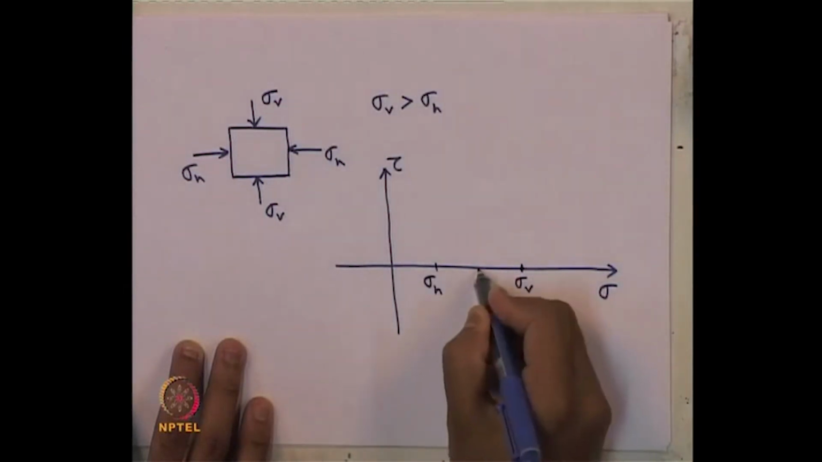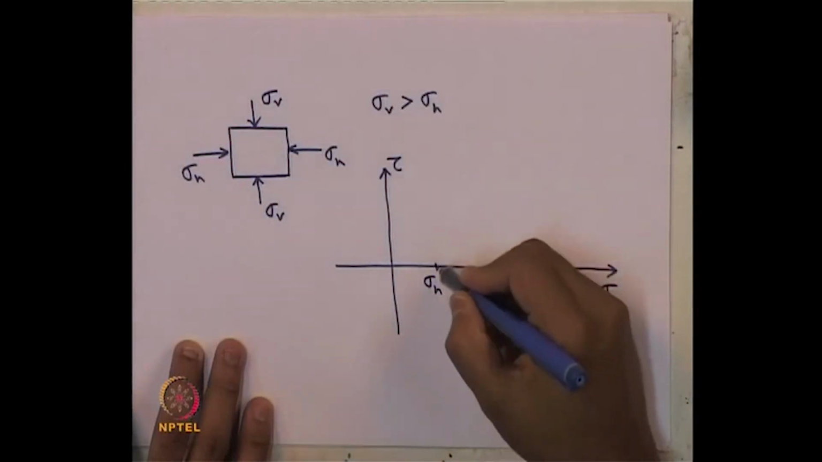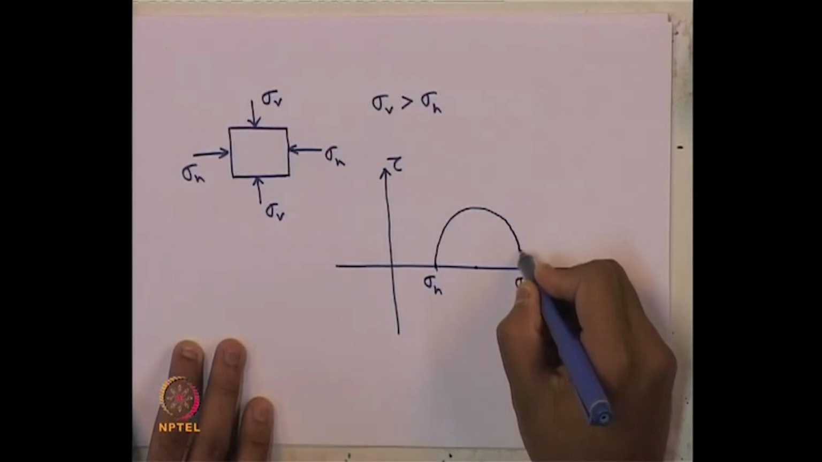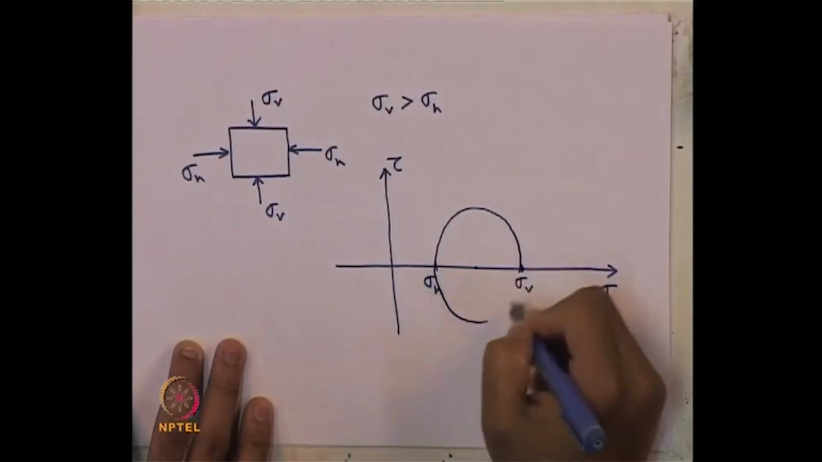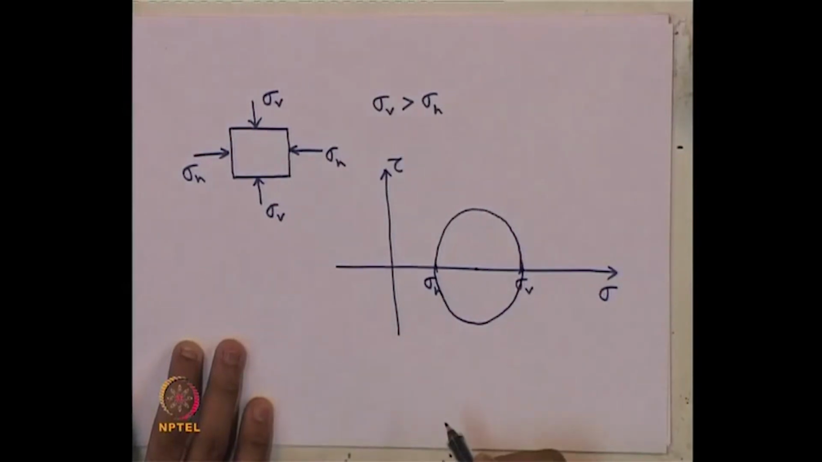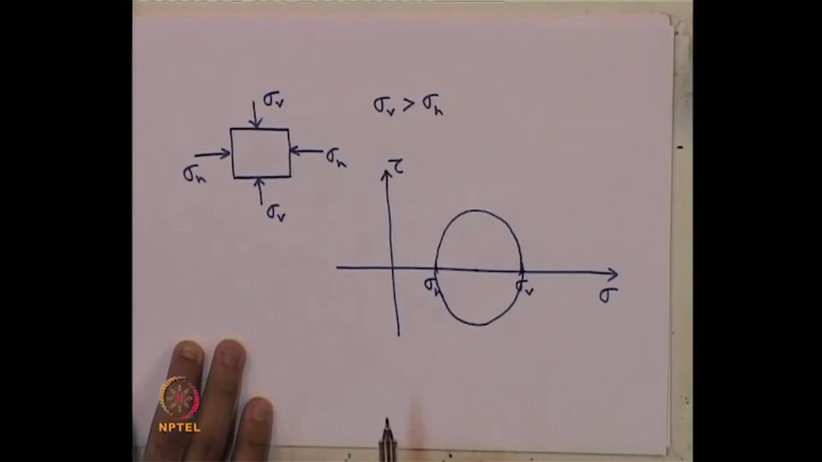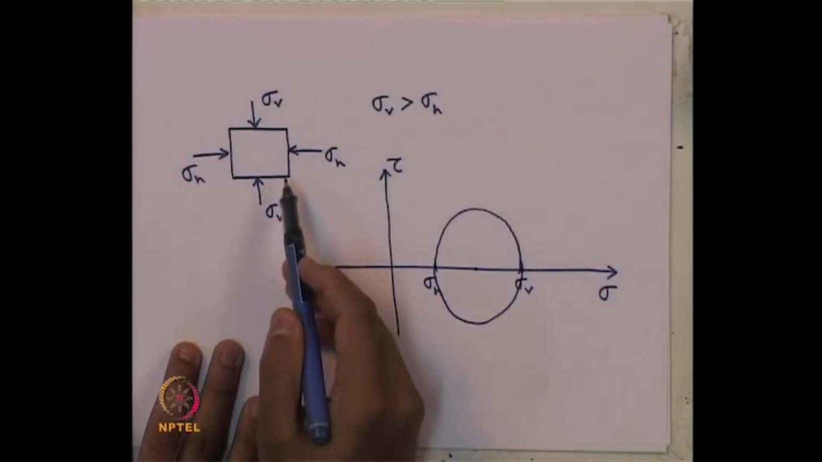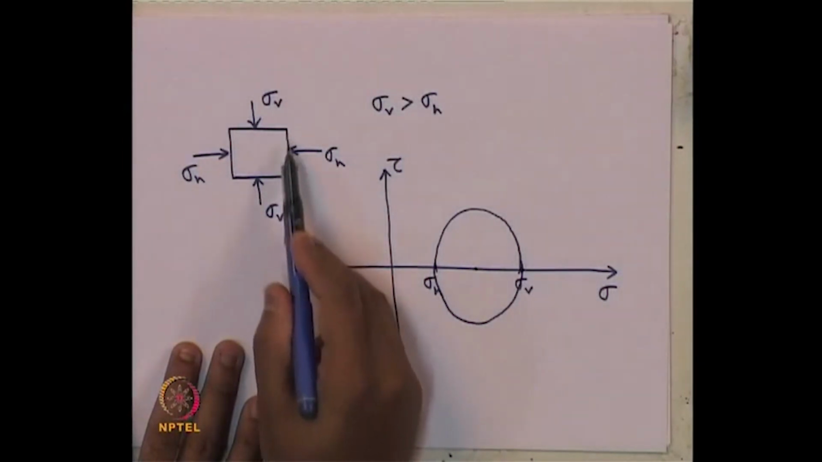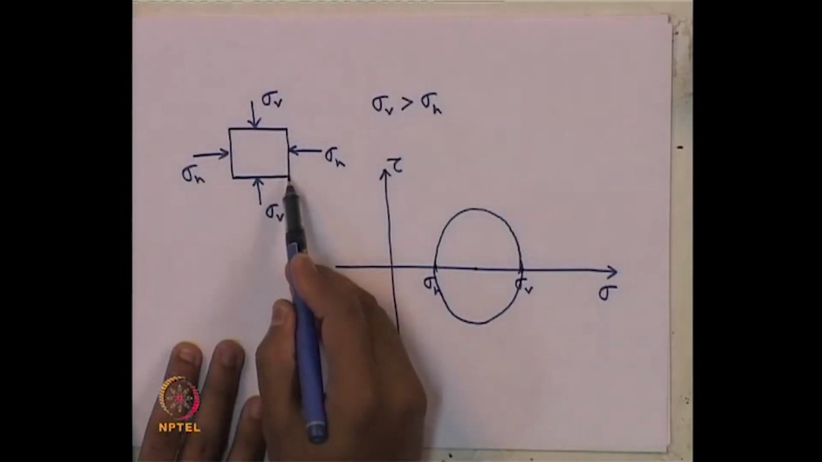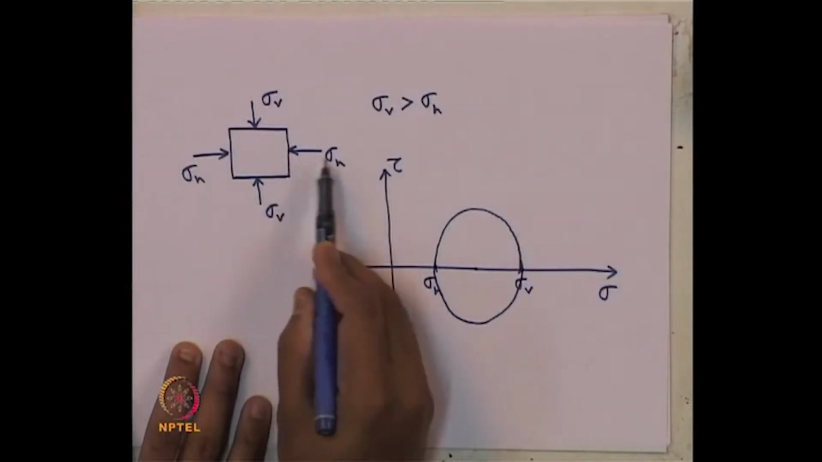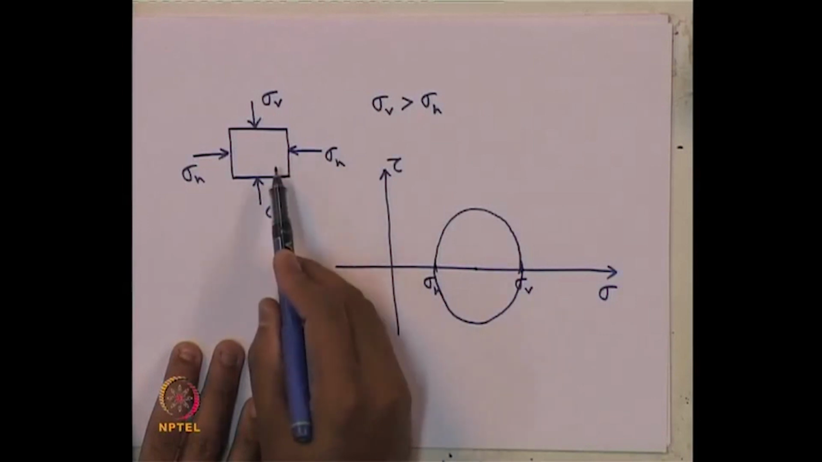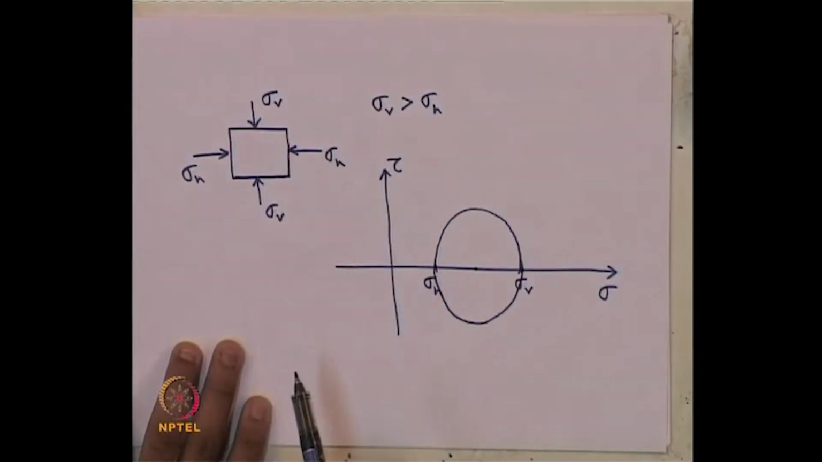Then using these 2 extreme points, the middle point is center, we can draw a Mohr circle easily. Like that. So, this is the Mohr circle. Now, what is the pole of this circle? How to obtain the pole of a Mohr circle? Pole is nothing but, let us look at this face where it acts, the horizontal sigma h is acting on a plane which is vertical.